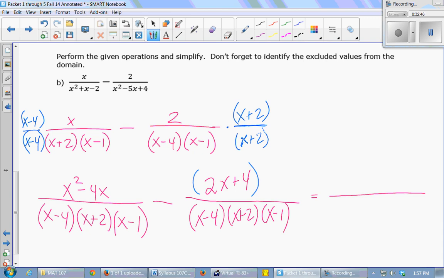So I have x squared, that's my only squared term, so x squared. Then I have negative 4x minus 2x. What's negative 4x minus 2x? Negative 6x. And then I have nothing, right? 0 minus 4. So 0 minus 4 would be negative 4, because of this subtraction sign, that 4 is really minus 4. And that's all over my common denominator. x minus 4, x plus 2, x minus 1.